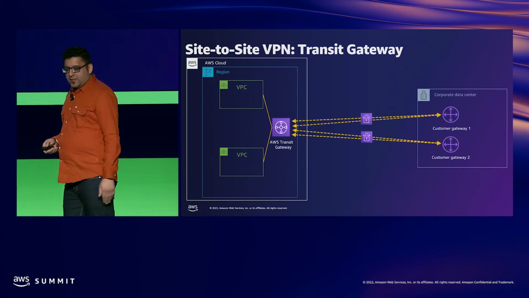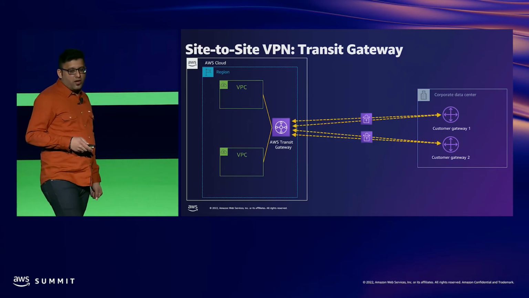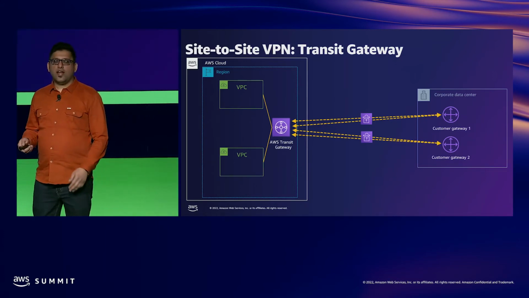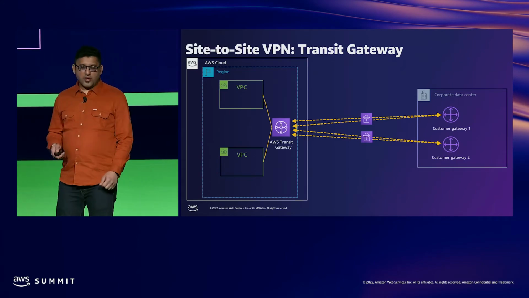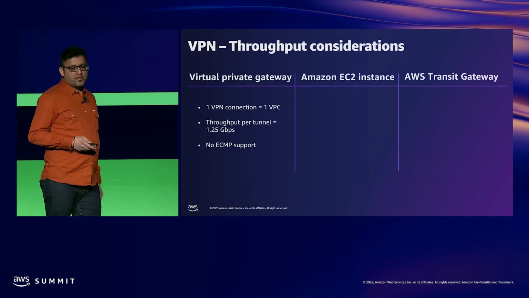From a redundancy perspective, as it applies similarly to the virtual private gateway, on the corporate data center you will need to have another customer router that will provide redundancy for your customer gateway device. Now let's do a quick comparison of the various options.